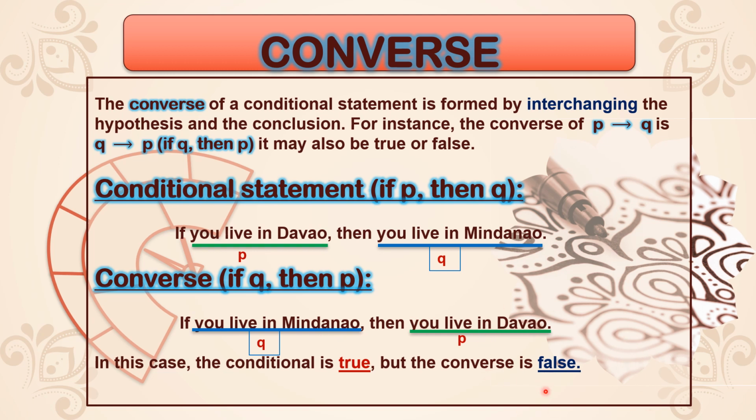Bakit kaya mali? Kasi po, hindi naman lahat ng nakatira sa Mindanao, nakatira sa Davao. So, maaaring yung ibang nakatira sa Mindanao ay nakatira sa ibang parte ng Mindanao. Halimbawa, sa General Santos o kaya sa Koronadal City o kaya sa Cotabato and so on. So, kaya mali po yung statement ng converse.